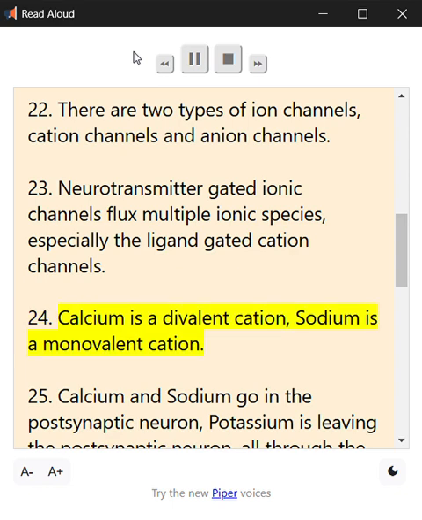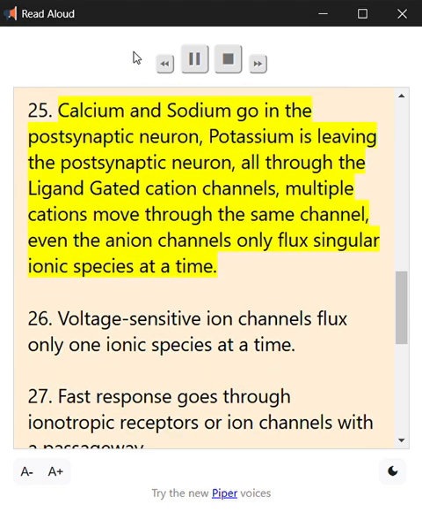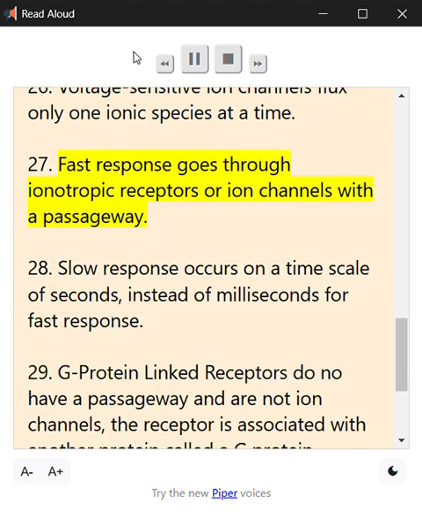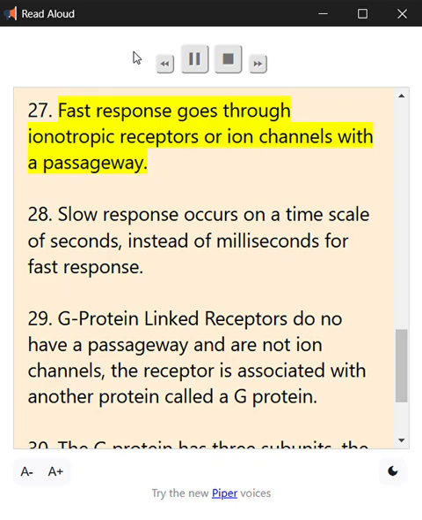24. Calcium is a divalent cation, sodium is a monovalent cation. 25. Calcium and sodium go in the postsynaptic neuron, potassium is leaving the postsynaptic neuron, all through the ligand-gated cation channels. Multiple cations move through the same channel, while even the anion channels only flux singular ionic species at a time. 26. Voltage-sensitive ion channels flux only one ionic species at a time. 27. Fast response goes through ionotropic receptors or ion channels with a passageway. 28. Slow response occurs on a timescale of seconds, instead of milliseconds for fast response.